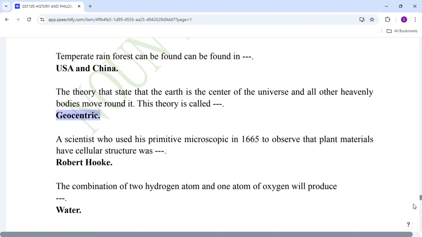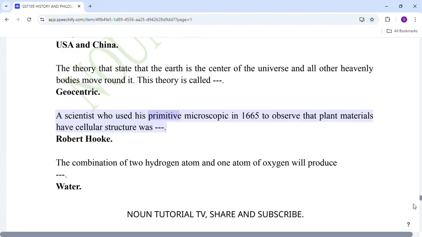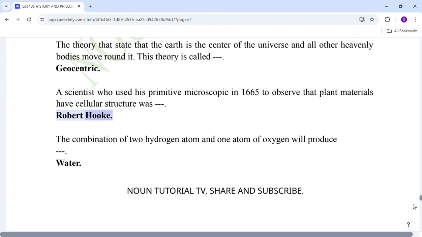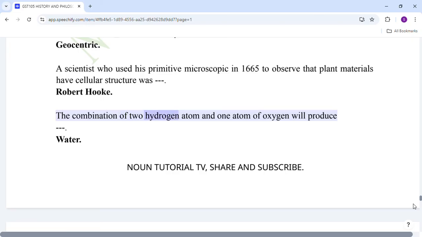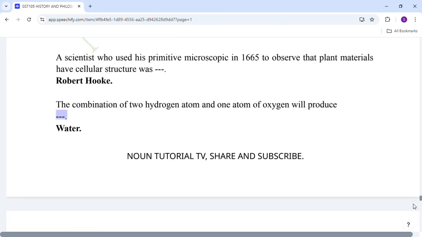Geocentric. A scientist who used his primitive microscope in 1665 to observe that plant materials have cellular structure was dash dash. Robert Hooke. The combination of two hydrogen atoms and one atom of oxygen will produce dash dash.